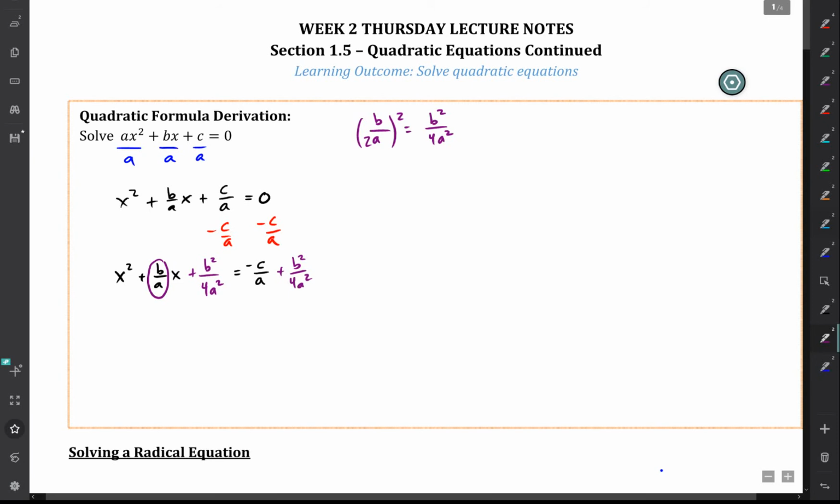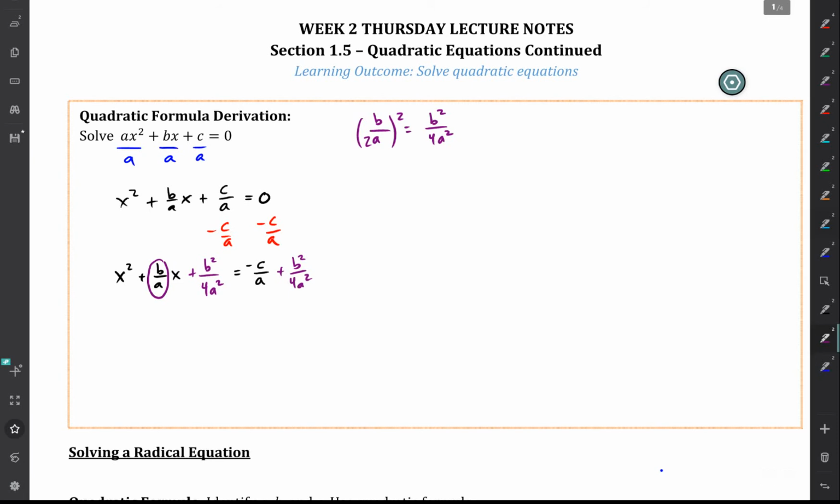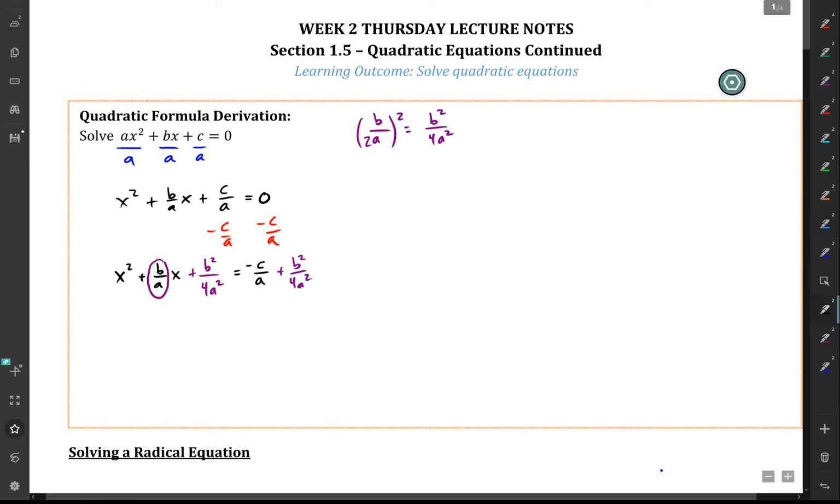And now that makes the left-hand side a perfect square. So the left-hand side is going to be equal to x plus b over 2a, quantity squared. So this whole thing right here is equal to that, and you can check that by FOILing this if you want. And then the right-hand side, I'm going to write the b squared over 4a squared first because it has a positive sign. And then I'm going to subtract c over a.